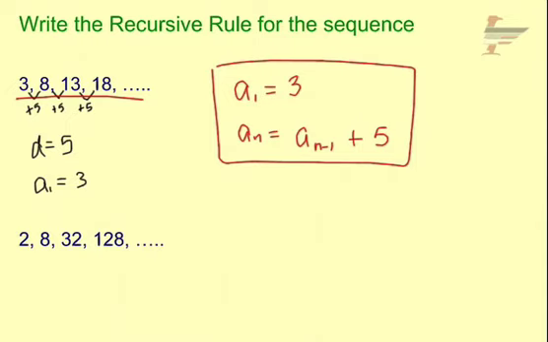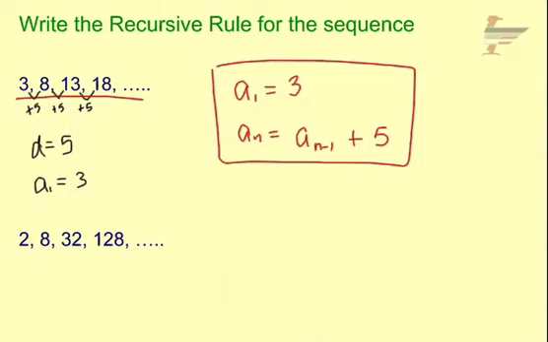Now if we look at this next sequence, we have 2, 8, 32, 28. You know what's happening here? Just at a quick glance, I can see that it's not being added by the same number. You know, we're not increasing by a common difference. So I might think about, could this be geometric?